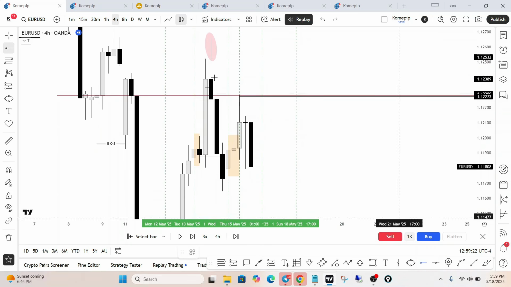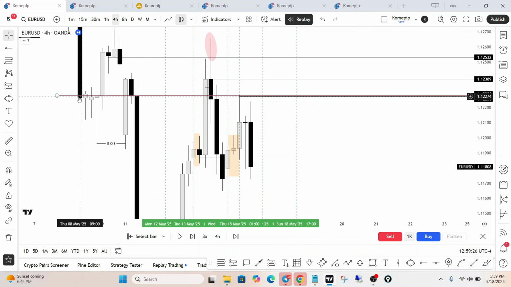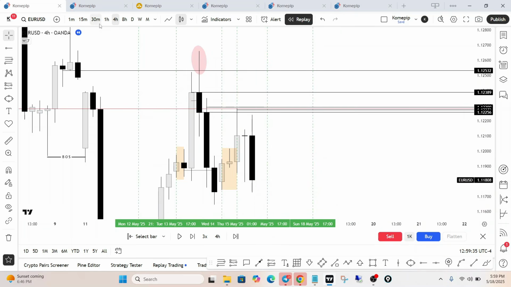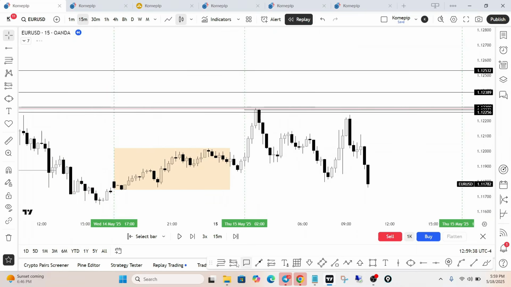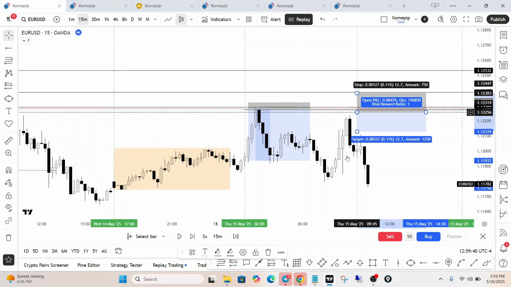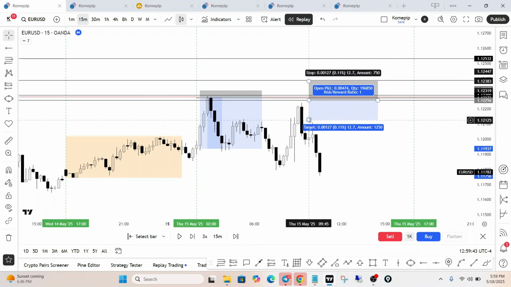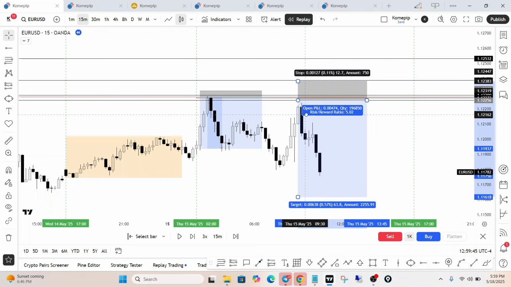Then the next thing I was looking out for was this area, in line with this. Look at that, in line with that. So I was waiting for price to come there and for me to take my sells, right? And I was not triggered.